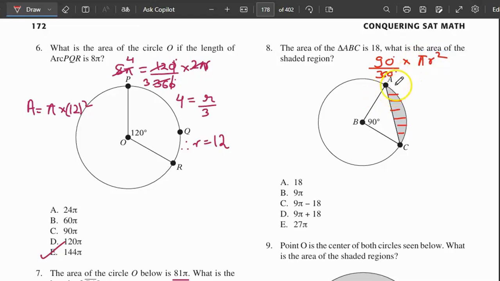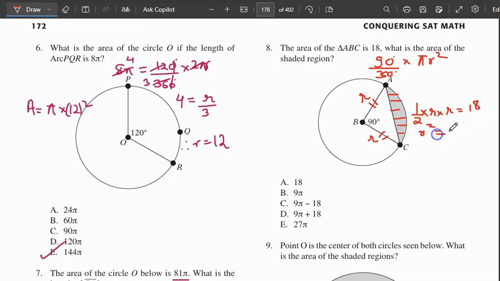Now, one problem we face is we don't know the radius, but we can figure that out because this and this are going to be the radius. BC and BA both are radius. And this is a right angle triangle. So in a right angle triangle, if we take one side as base, other will be as height. So area of a right angle triangle is half into base into height. So half into, if we take this BC as base, then this BA will be height, is equal to 18.